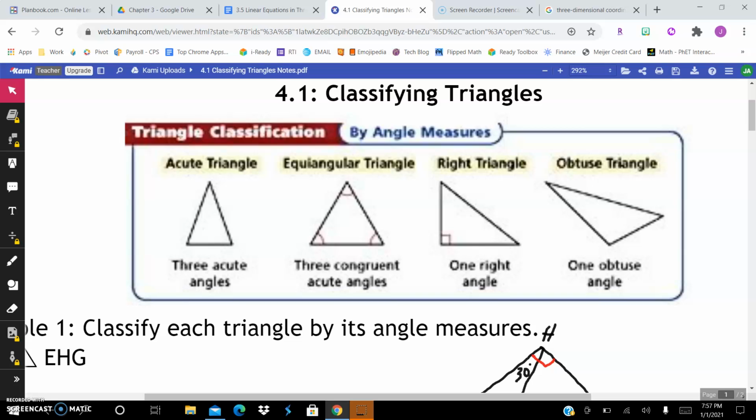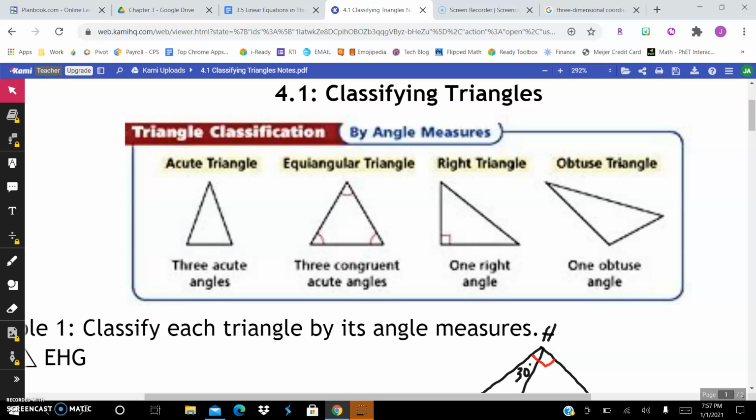The second one is an equal angular triangle, and that means that all 3 angles are exactly the same. So those angles have to be 60 because the 3 of them have to equal 180. So in order for 3 of them to be the same, they all have to be 60 degrees.